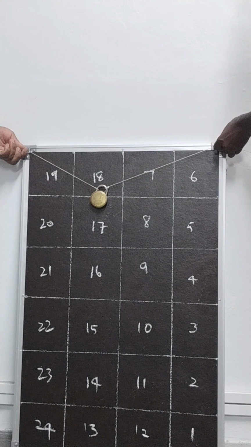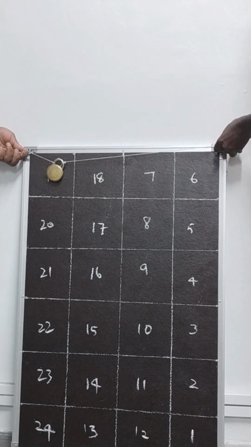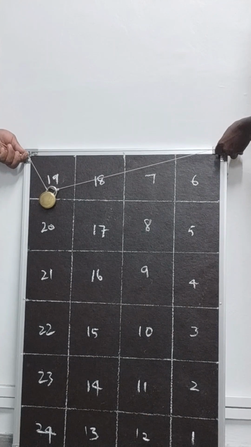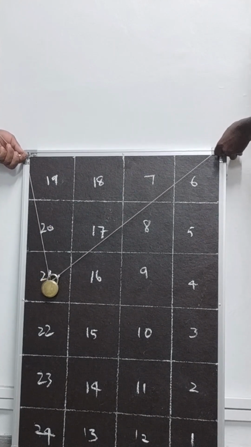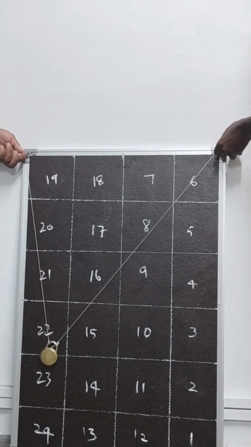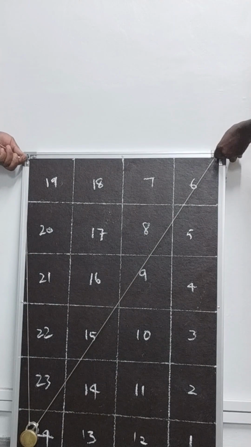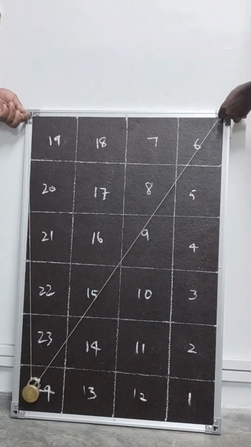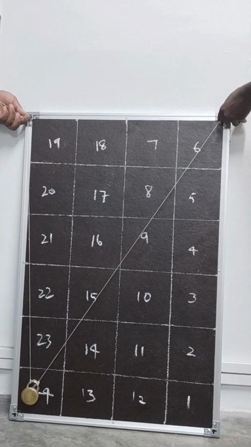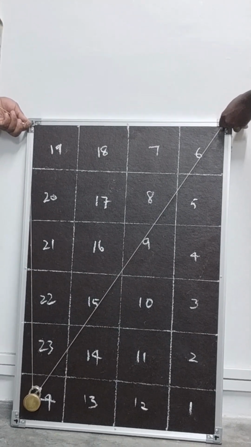So it is something like a zigzag scanning method. We start from 1 and we are scanning. Now it has reached the 19th point. It is cleaning the last column: 19, 20, 21, 22, 23 and 24. So the lock has touched all the grid points from 1 to 24, which justifies that it has cleaned the 2 feet by 3 feet surface of the entire plane.